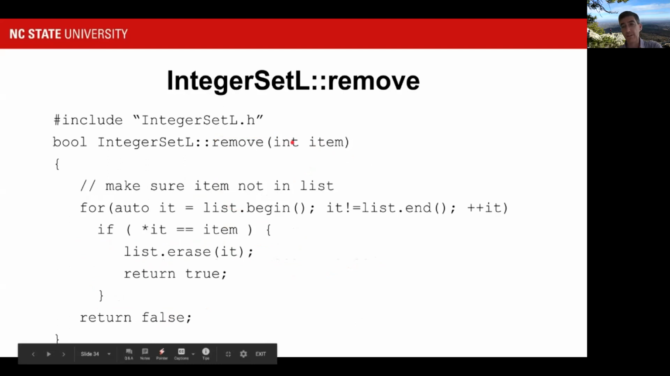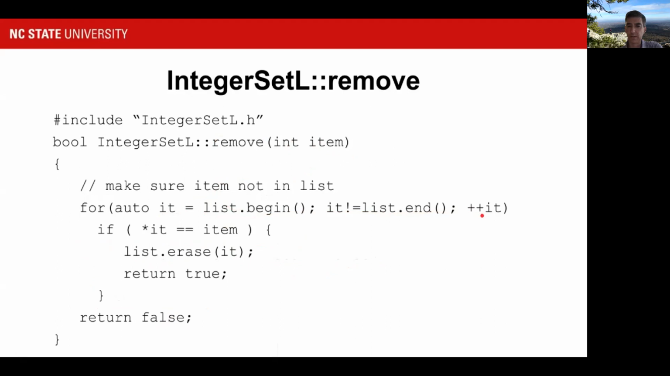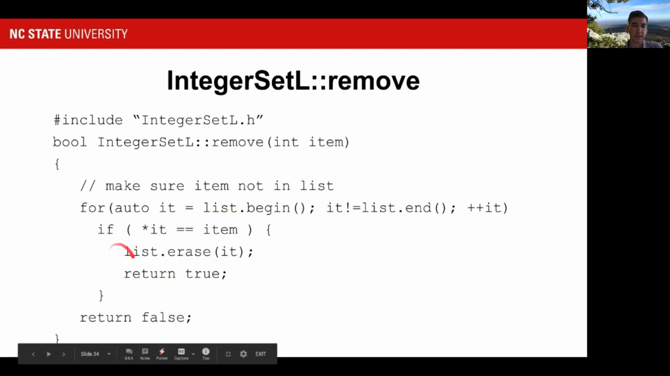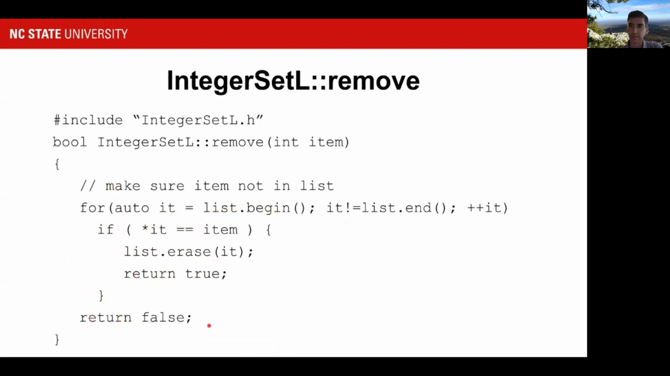For remove, I have to do something very similar. I need to loop over all the items in the list. If I find a match, I then erase that item and return true, indicating that I removed something. Else, if I get to the end of this list without removing anything, I return false, indicating I removed nothing.